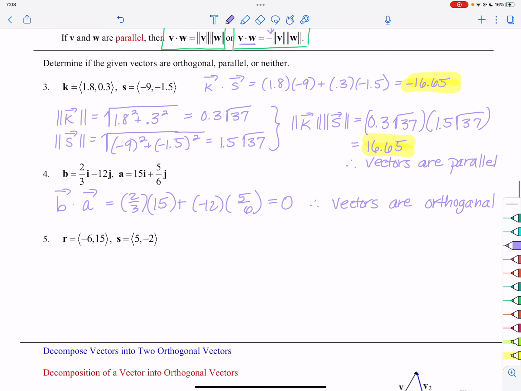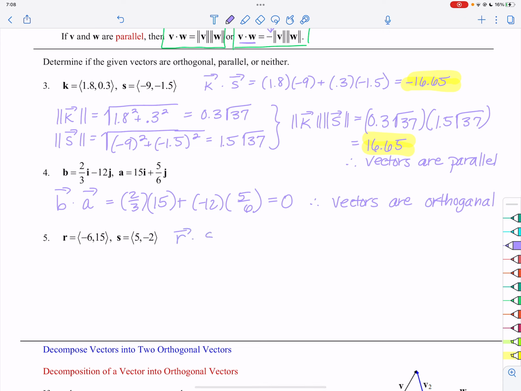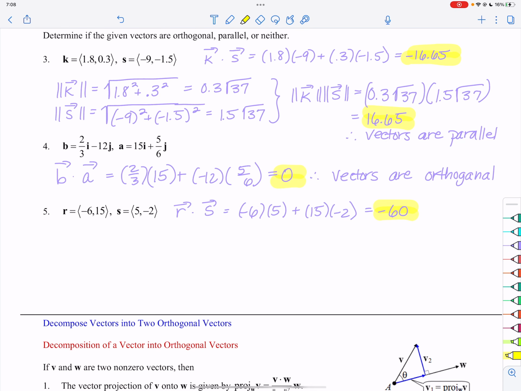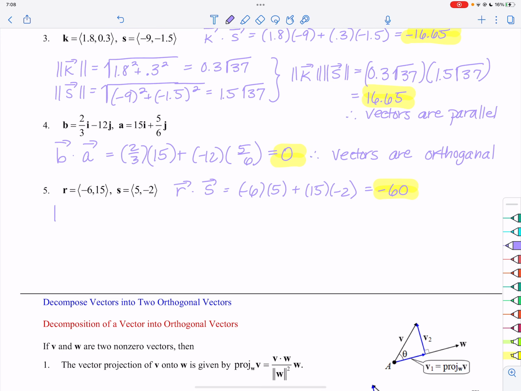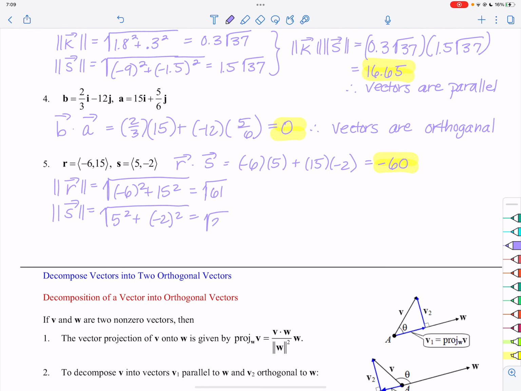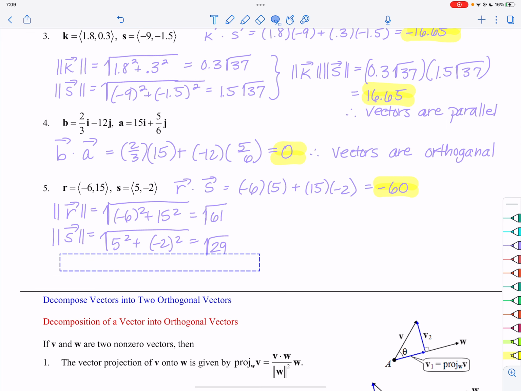Okay, and looking at number 5, we'll go ahead and find that dot product first. And that dot product is equal to negative 60. And now let's look at the magnitude of each vector. We'll use the root of the dot product with itself. And here we'll get root 61 for vector R and root 29 for vector S.